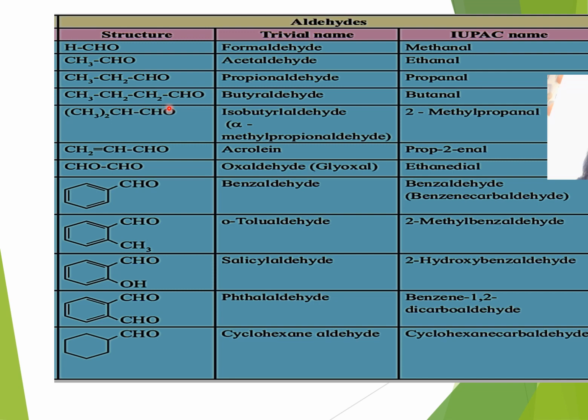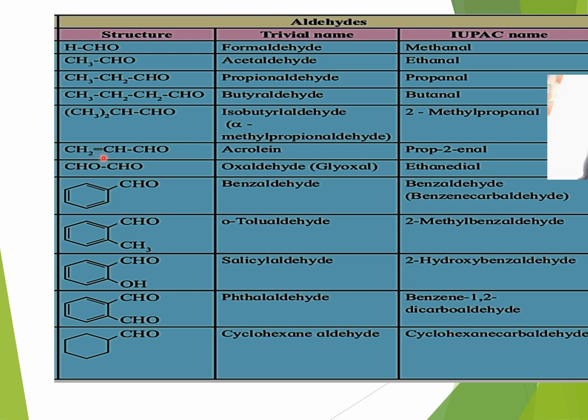CH3CH2CH2CHO is butyraldehyde, a four-carbon aldehyde, butanal, the e of butane replaced by al. Then (CH3)2CHCHO has branching on the second carbon, so it is isobutyraldehyde, or it will also be called alpha-methyl propionaldehyde. And the IUPAC name will be 2-methylpropanal.